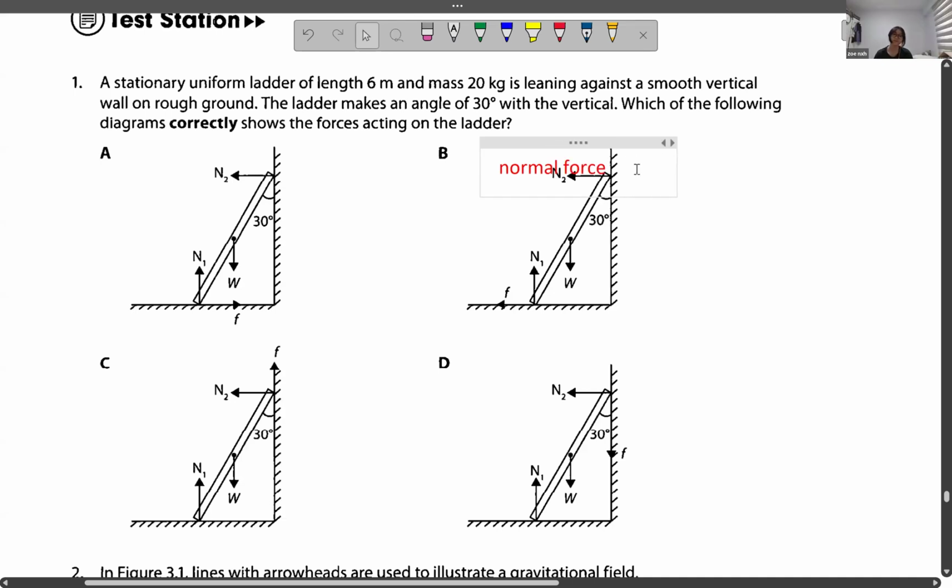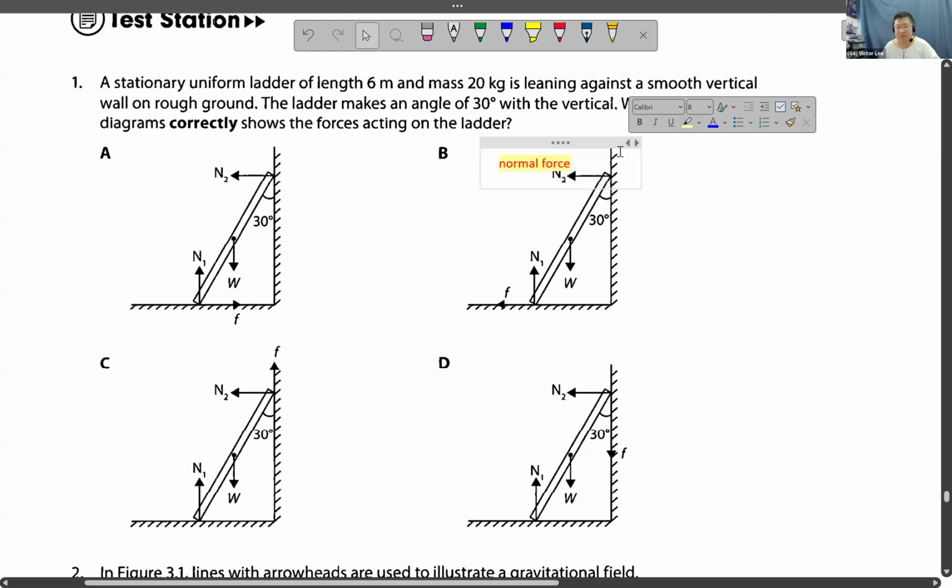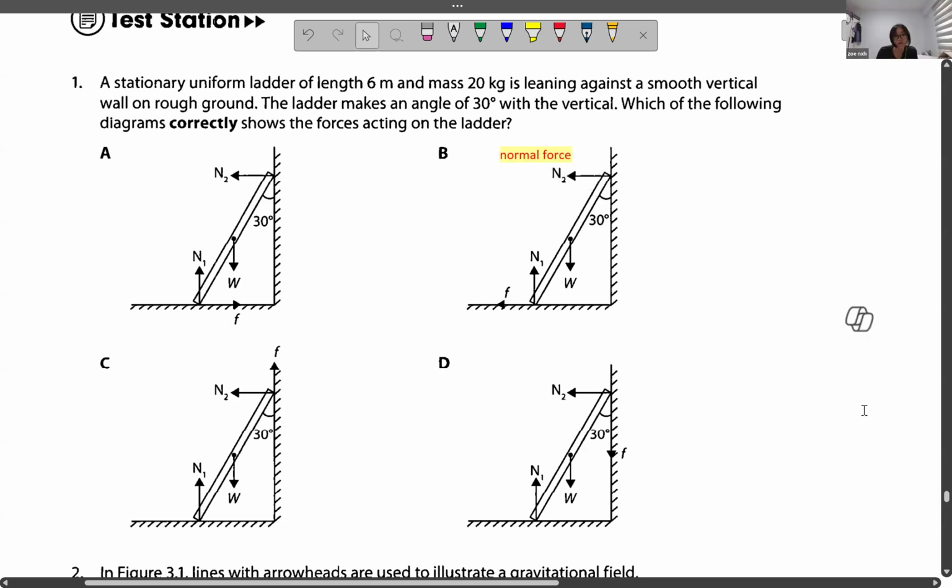Wait, but what's the difference? They all look the same. No, look carefully. There's a very slight difference. There's only one force that's different for all of them. The normal looks the same. The weight looks the same. Oh, friction is different. Okay, tell me which one is the friction so that the ladder does not slip and fall down.